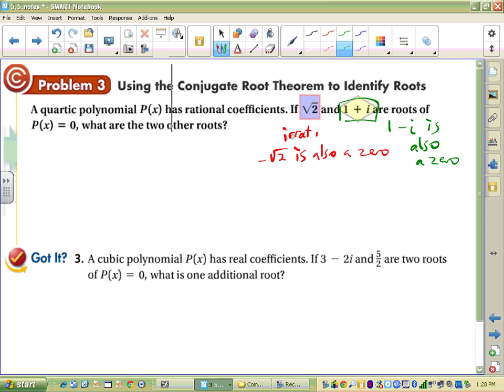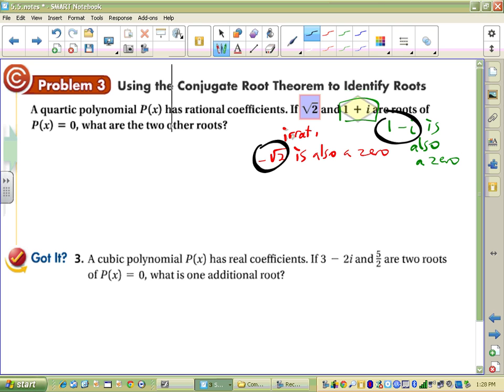So they're saying a quartic polynomial has rational coefficients. They're giving us one of the zeros. They're giving us another one. They want to know what the other two are. Well, we just answered that question. There we go. There's the answer. Negative rad 2 and 1 minus i. That's not so bad.